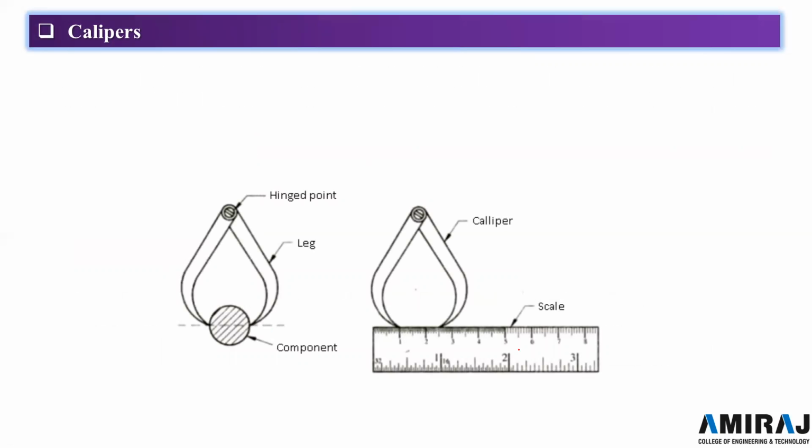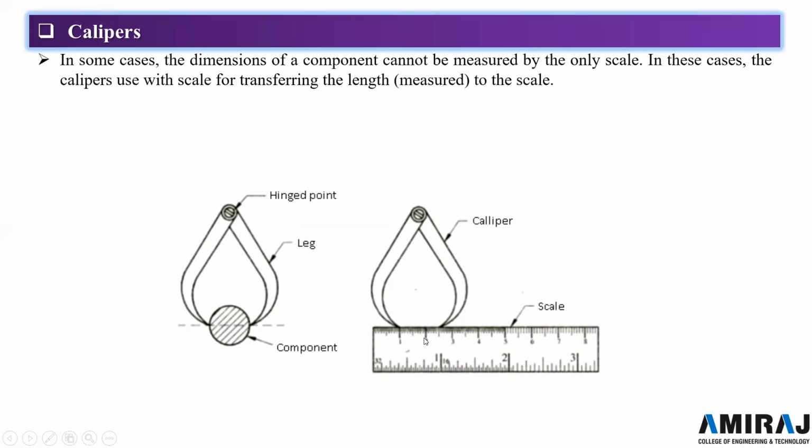Next is calipers. This is one example of a caliper. You can see there is one hinged point or leg, and this is the component which we have to measure. First we fix it over here, then tighten this nut and bring it back and measure on the scale the dimension or the diameter of the component, or whichever dimension we want to measure.